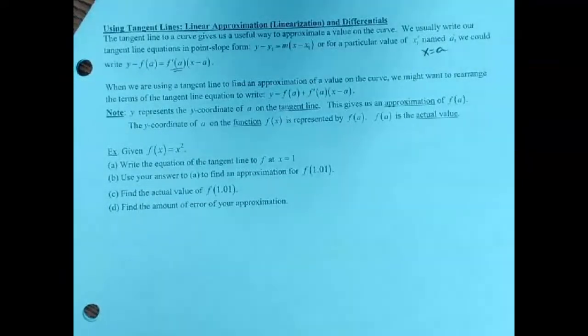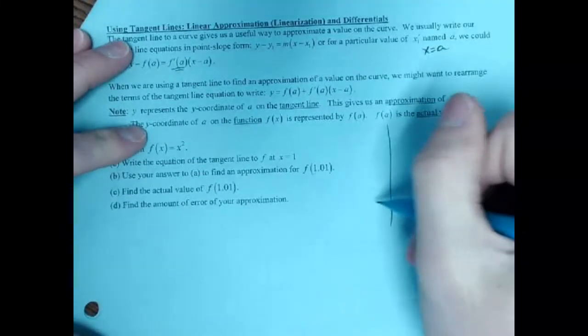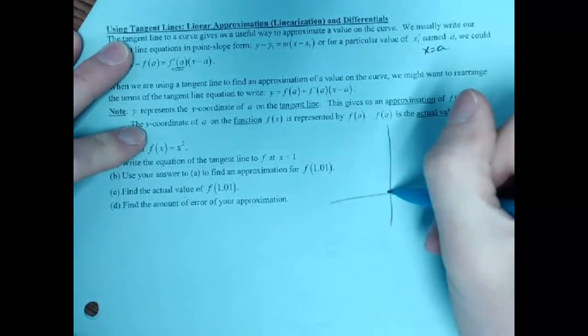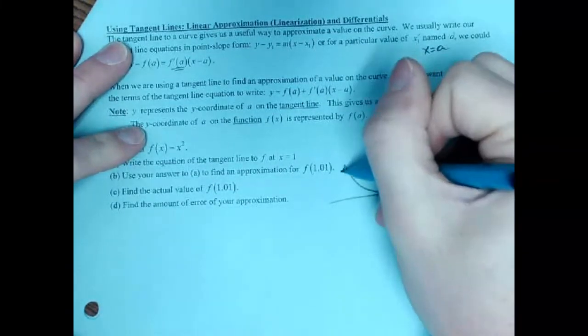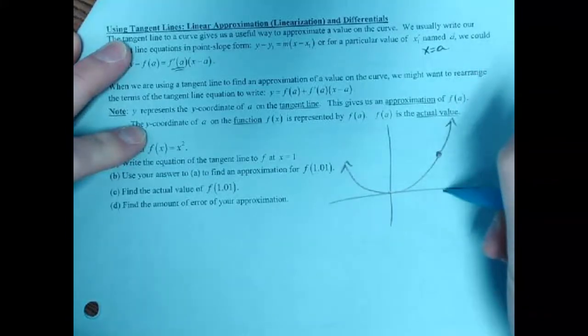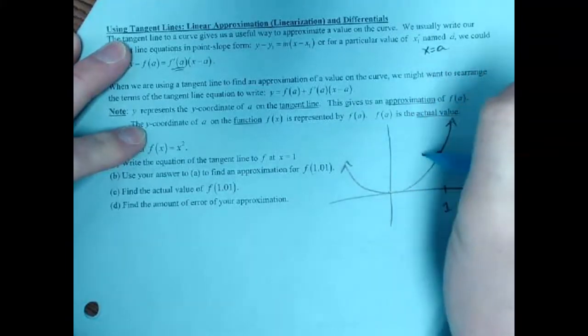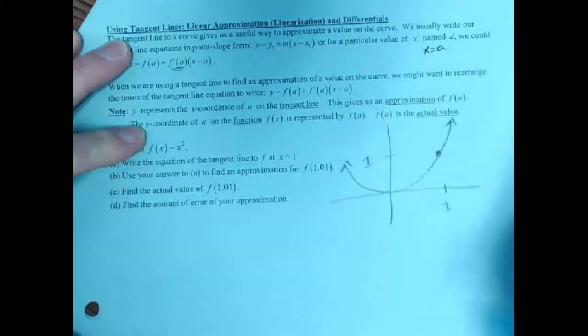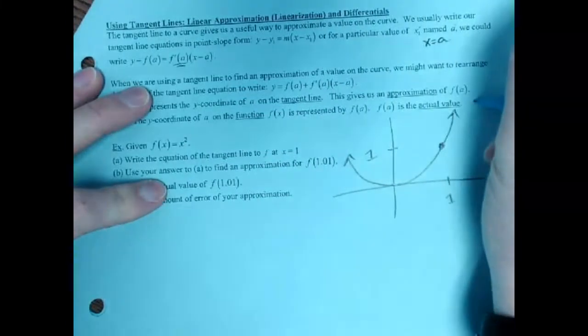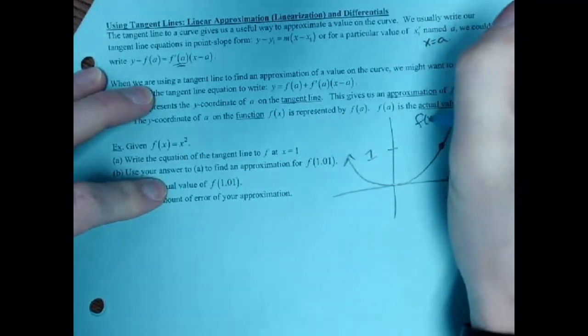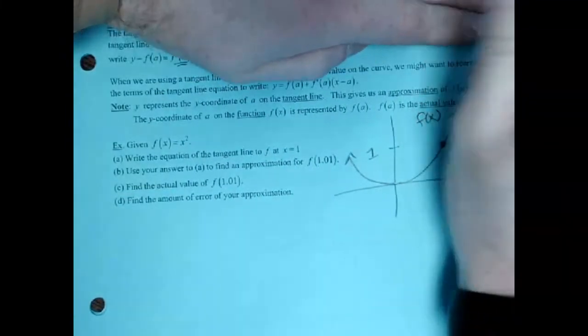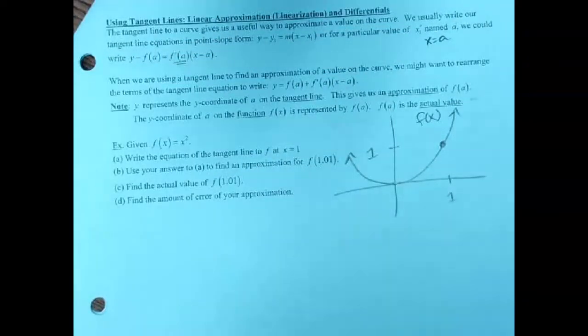Given f of x equals x squared, write the equation of the tangent line to the curve at x equals 1. Let's draw a picture, just because I think that always kind of helps. Sound effects make it better. We'll say here's the point 1, and I know just from my math skills, the y-coordinate is going to be at the point (1, 1). So we'll call the curve f, and then we'll refer to the tangent line as y, just so we can differentiate between the two. Okay, so write the equation to the tangent line to f at x equals 1.